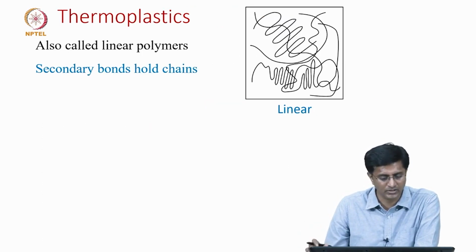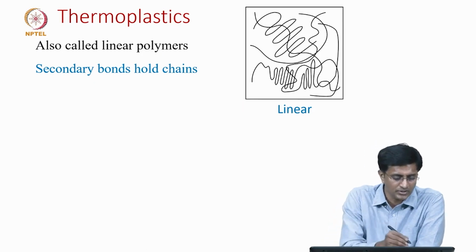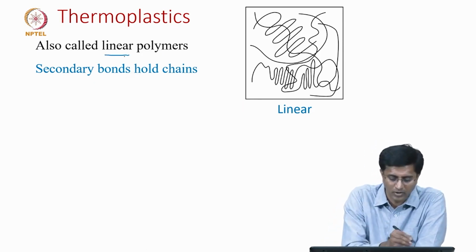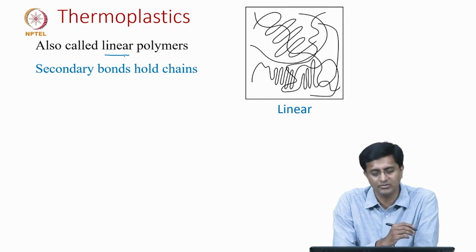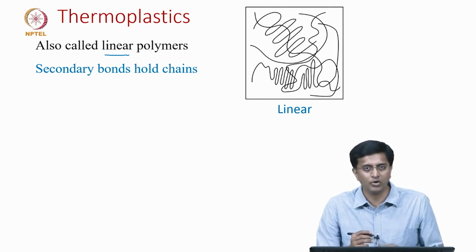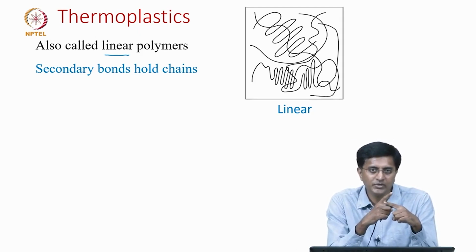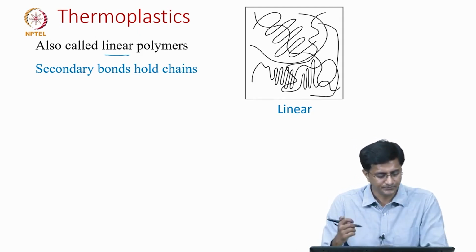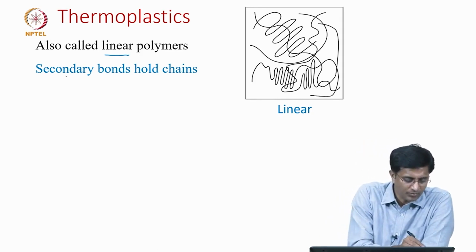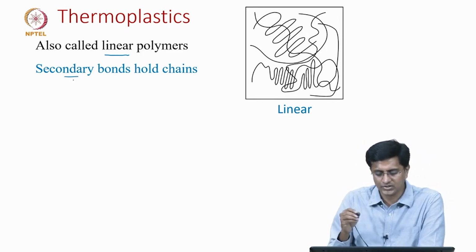So we will start with thermoplastics. These are also called linear polymers. As we have seen previously, what do linear polymers mean? They mean that the bonds between polymer chains are secondary bonds, which are weak. So the secondary bonds are the ones which are holding the chains together.